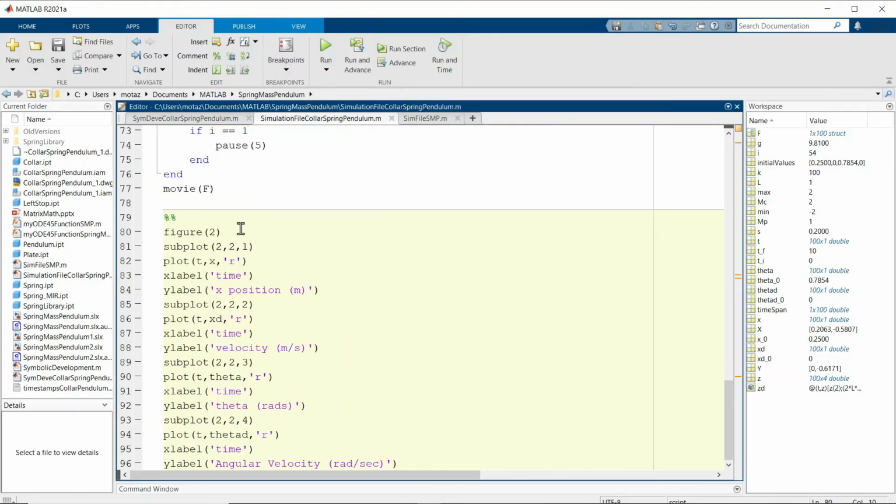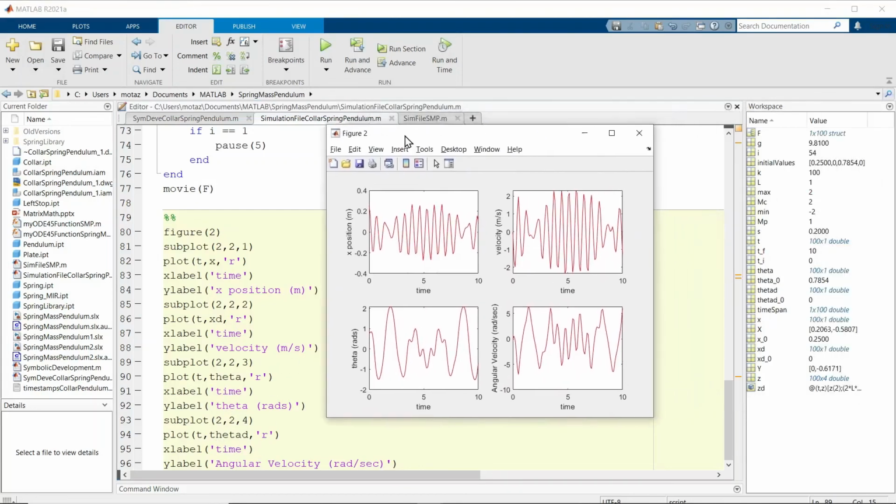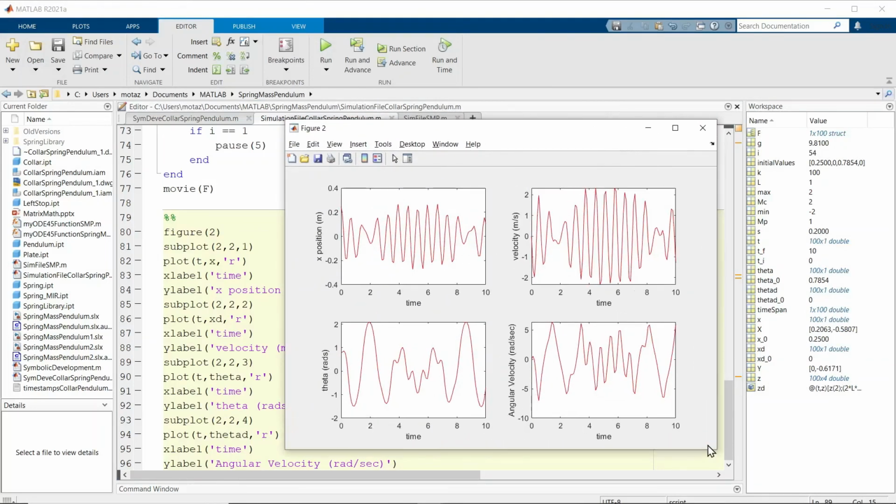Okay, and then the final bit of code doesn't really need much explanation. It pretty much explains itself. I just put subplots and plots. The first plot will be time with respect to position. The second one will be time with respect to x dot, or velocity. The third one will be time with respect to theta. And the last one will be time with respect to angular velocity. So if we run that, we get this nice figure here, and we compare that with the plots that we received from the Simulink model.